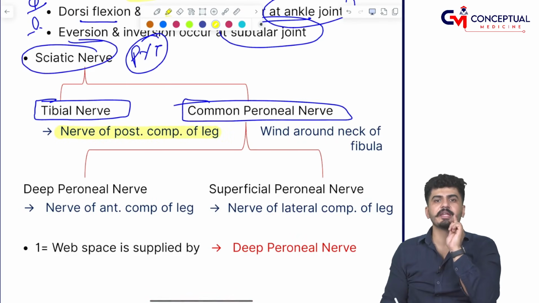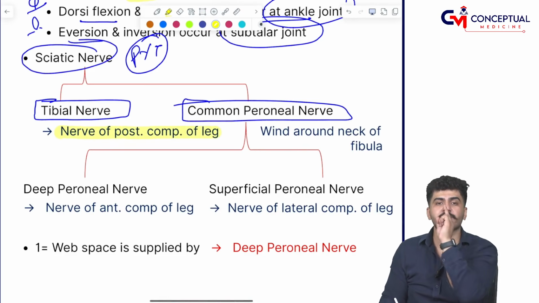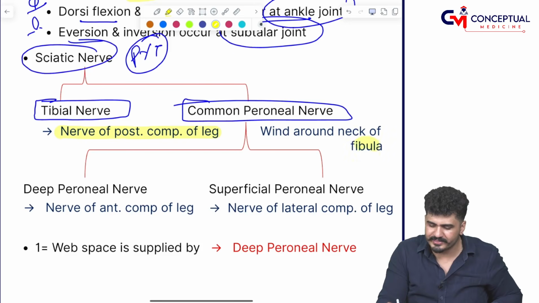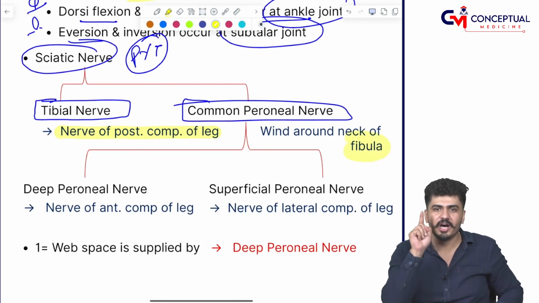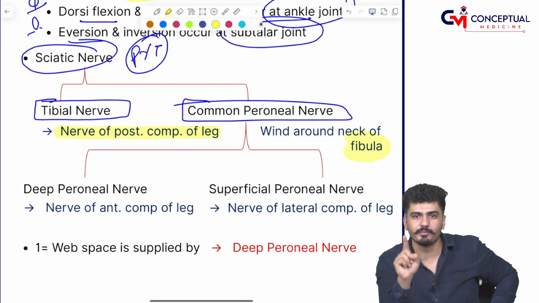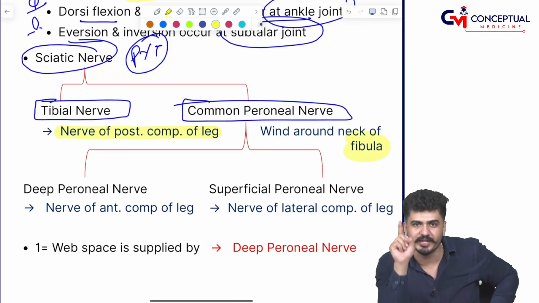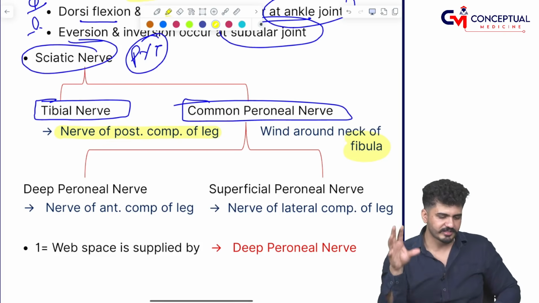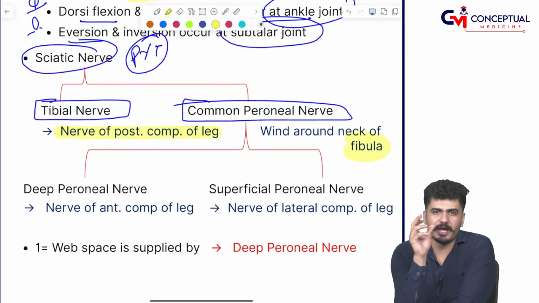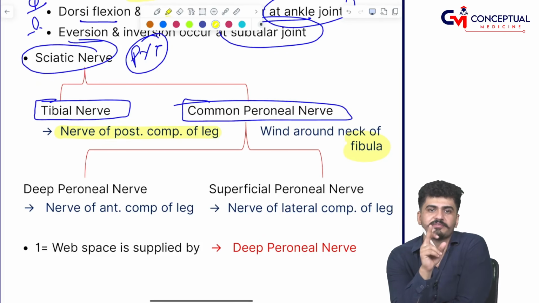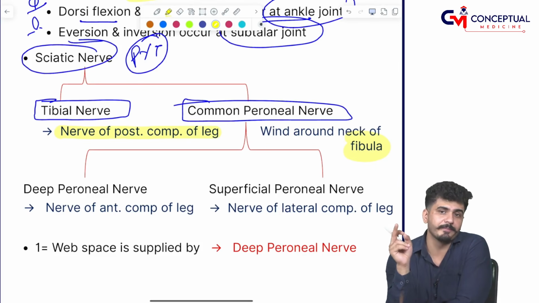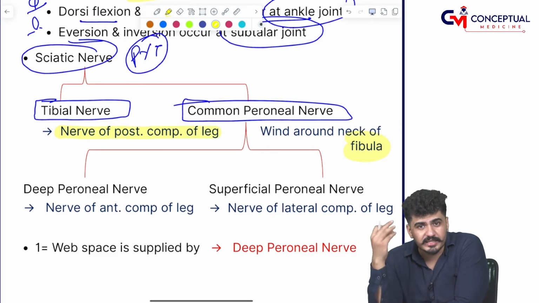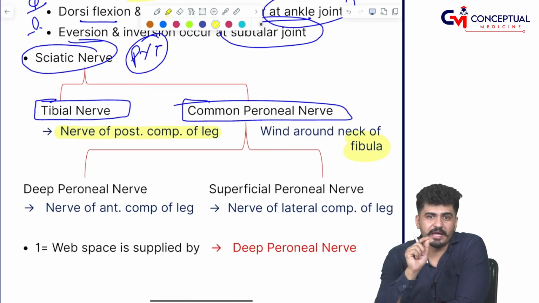Now, this common peroneal nerve, which is responsible for the foot drop, winds around the neck of the fibula. This is also a question. If there is a neck of fibula fracture, which nerve is going to get damaged? Your answer is common peroneal nerve. This was asked in your exam: if there is a fracture of the fibula, which nerve is damaged? Common peroneal nerve. And what happens further because of common peroneal nerve damage? That is your foot drop.